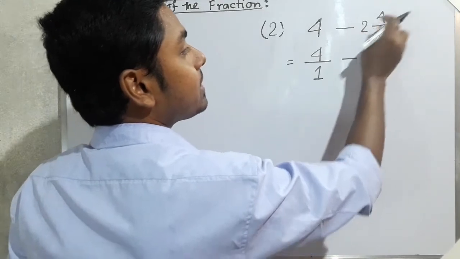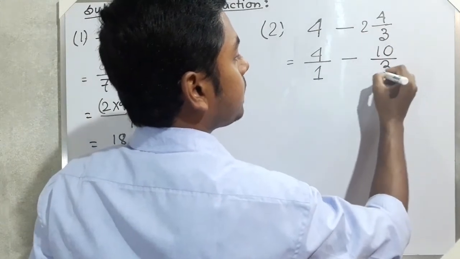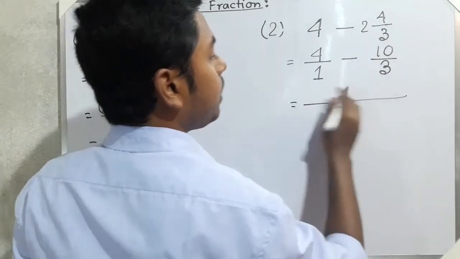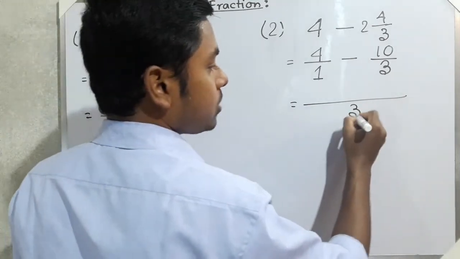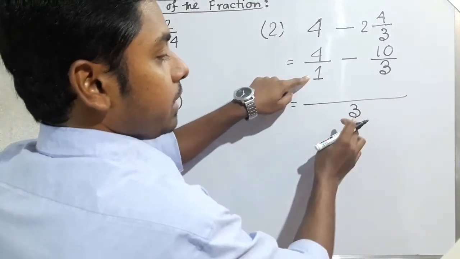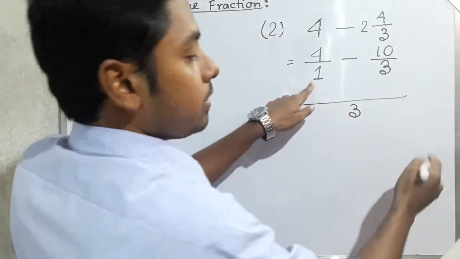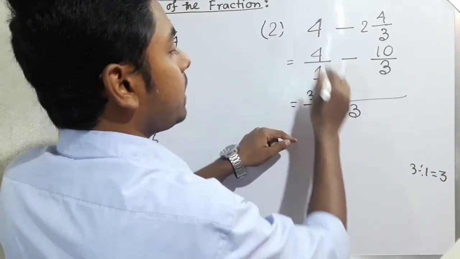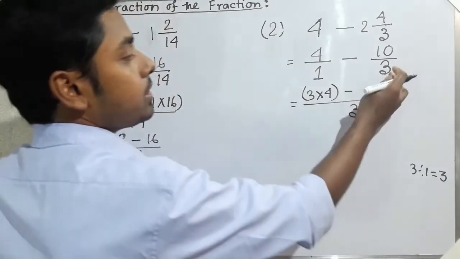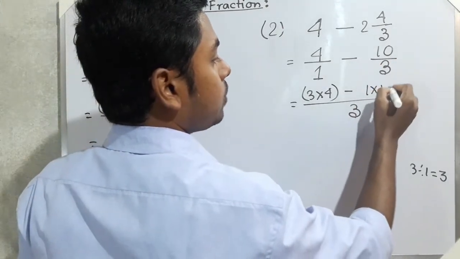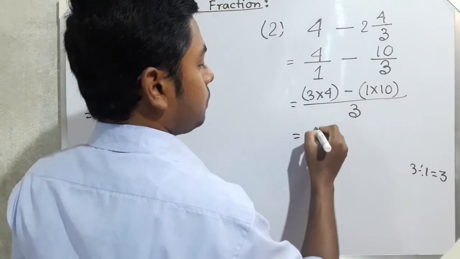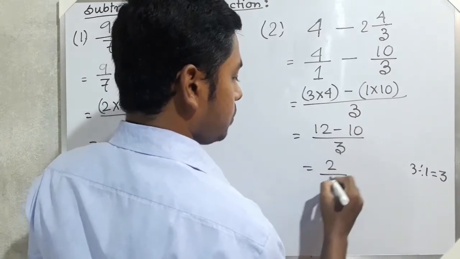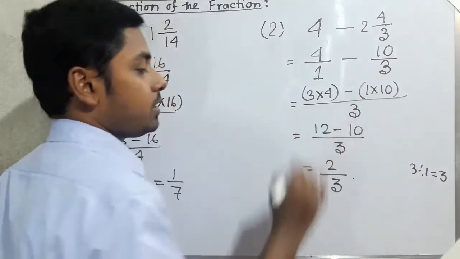3 times 2 is 6, 6 and 4 is 10, so 10 by 3. Now the LCM of 3 and 1, what? 3. Now 3 divided by 1 equals what? 3. So 3 multiplied by its numerator, that means 4, minus 3 divided by 3 is 1, so 1 into 10. So 4 times 3 is 12, 10 times 1 is 10. 12 minus 10, that means 2 by 3. This is the answer.